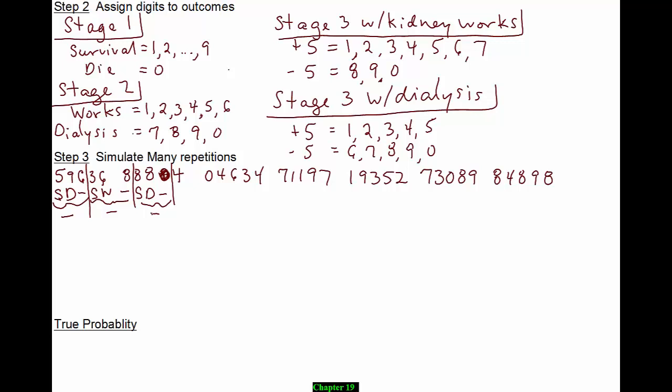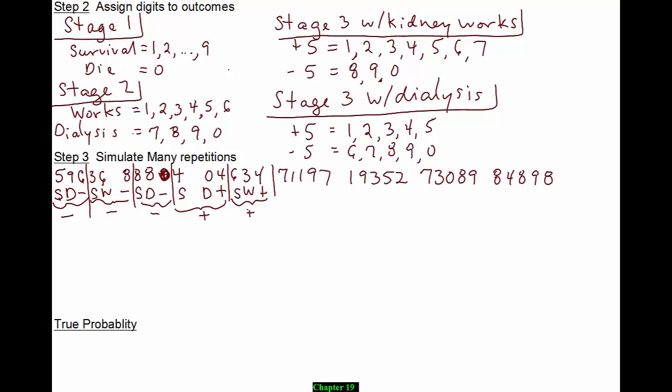A 4 in stage 1 is survive. A 0 in stage 2 is dialysis. And a 4 in stage 3, when you were on dialysis, is surviving past 5 years. So this one resulted in survival. A 6 in stage 1 is survive. A 3 in stage 2 is a kidney that works. And a 4 in stage 3 with a kidney that works is surviving past 5 years.